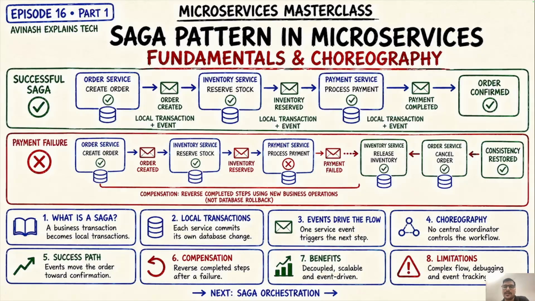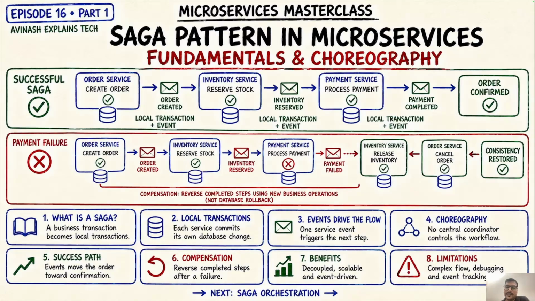Events are the foundation of saga choreography. An event represents something that has already happened, like order created or inventory reserved. These events are usually delivered through a message broker such as Kafka or RabbitMQ. Every event should contain enough information for the next service to process its responsibility.